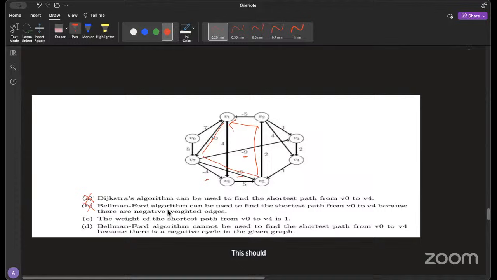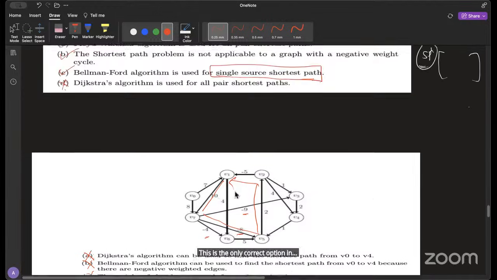This should be incorrect. And coming to the third one, the weight of the shortest path from V0 to V4 is 1. Now, there's no algorithm you can use here, which means you can't actually find the shortest weight in this one. And then, Bellman-Ford algorithm cannot be used to find the shortest path from V0 to V4 because there's a negative cycle in the graph, which is correct. This is the only correct option in this. What about the third? Why is it wrong?